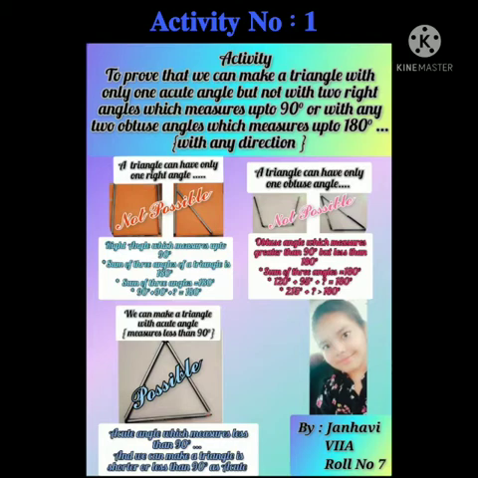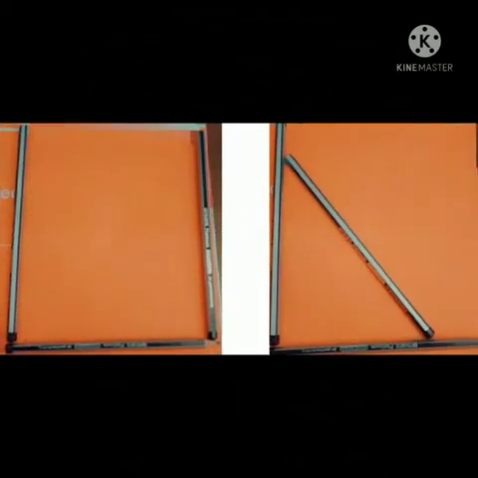First of all, we will prove that we can make a triangle with only one acute angle. So let's start our activity. First, the right angle. In the right angle, we will prove that we can make a triangle with only one acute angle, and that a triangle can have only one right angle. So let's start our activity to prove that.